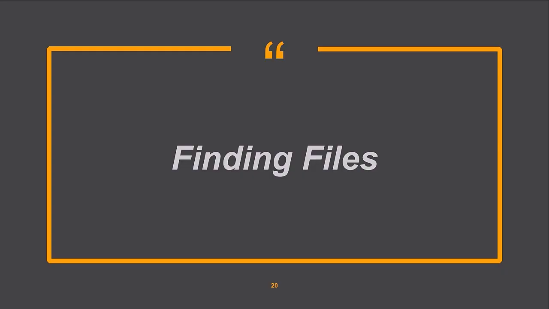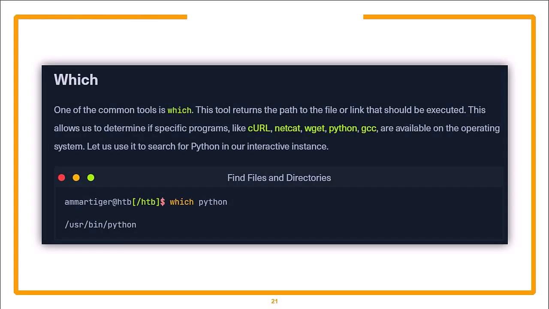When performing penetration testing, you will often need to search massive file systems for passwords, flags, or vulnerable scripts. Finding files quickly is an art form. If you want to know if a specific tool is installed, use the which command. This tool returns the path to the executable file. It allows us to determine if specific programs like curl, netcat, python, or gcc are available on the operating system. For instance, typing which python tells us exactly where the Python engine lives.